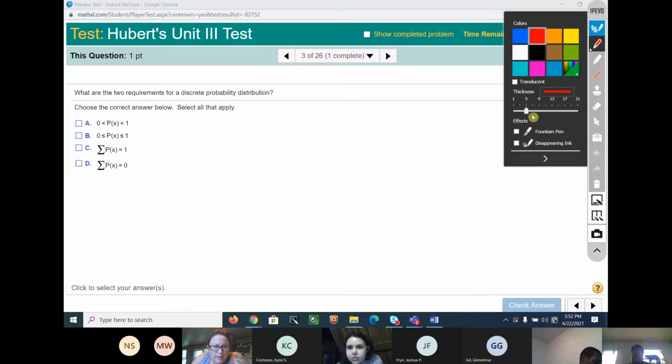Can anyone tell me which one I can eliminate? Ma'am? D. Somebody tell me why. Because it doesn't equal 1. If the sum of the probability of X is all equal to 0, then you wouldn't be in this class because this class would not exist. So therefore that can't work.